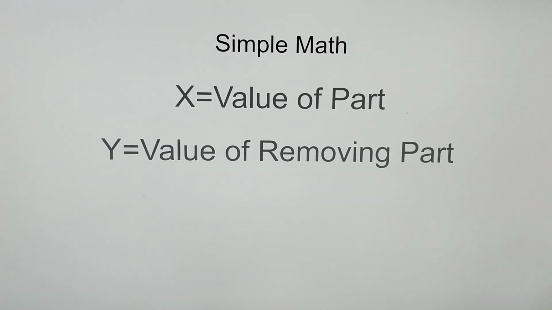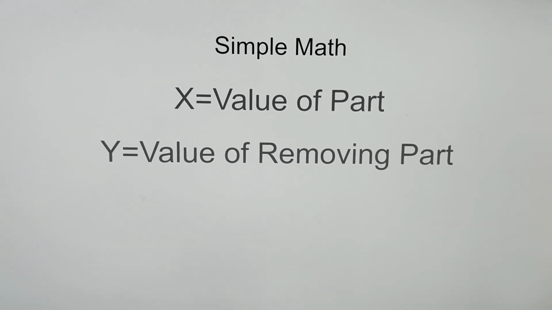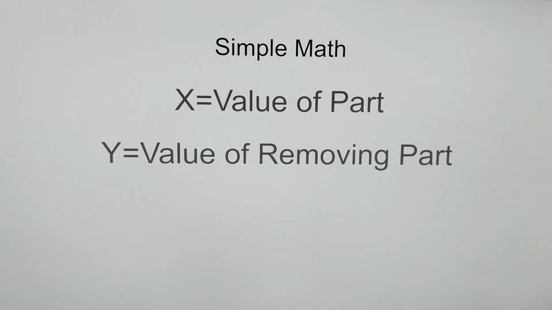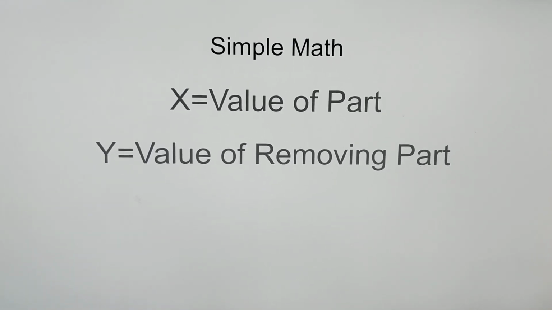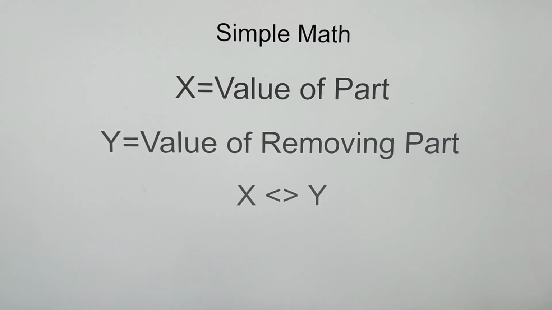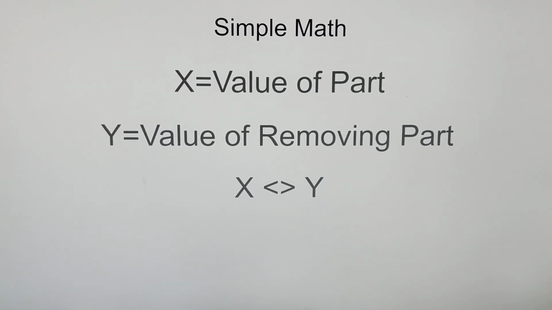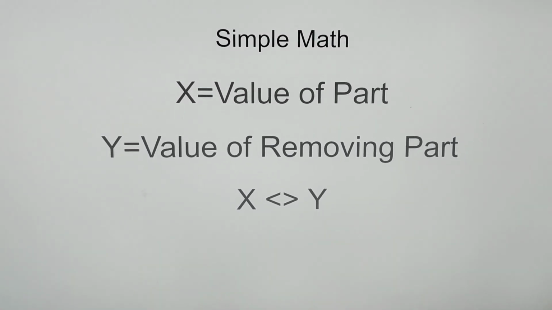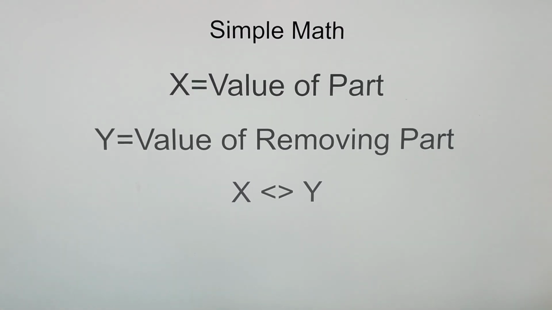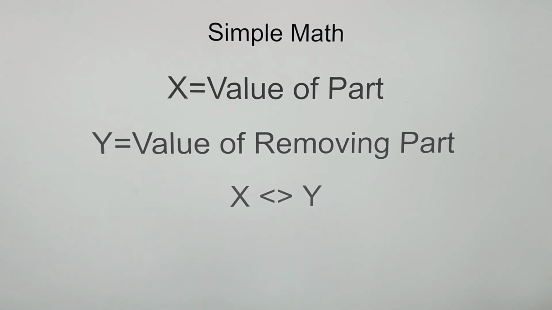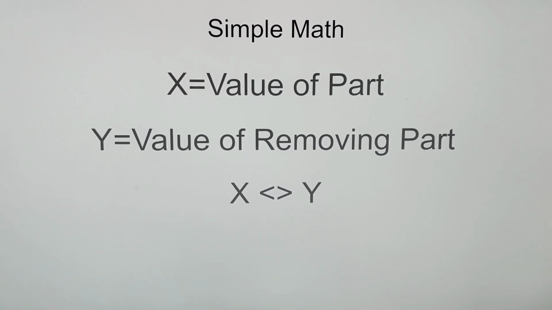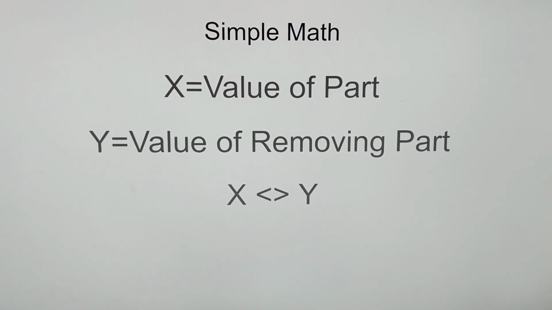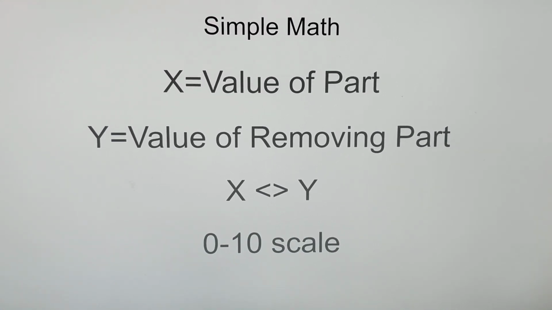Your appendix, if it's in pain or if it's going to kill you, you're probably going to consider the value of removing it pretty high. And there we are. We're going to do a less than or more than. It's even possible to end up with an equals. Who knows? Or you're really torn between doing it or not doing it. So X is the value of the part versus Y, the value of removing the part. And again, the 0 to 10 scale.